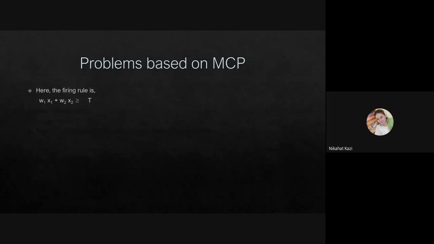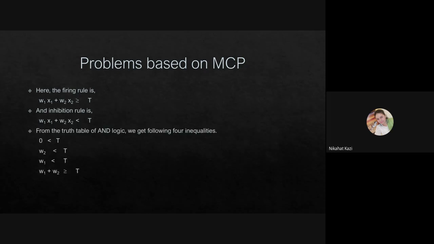So basically, if we write it mathematically, what is the firing rule? The firing rule is W1 x1 plus W2 x2 has to be greater than or equal to the threshold T. And the inhibition rule is W1 x1 plus W2 x2 is less than T. Okay. So from the truth table of AND, you get these inequalities.